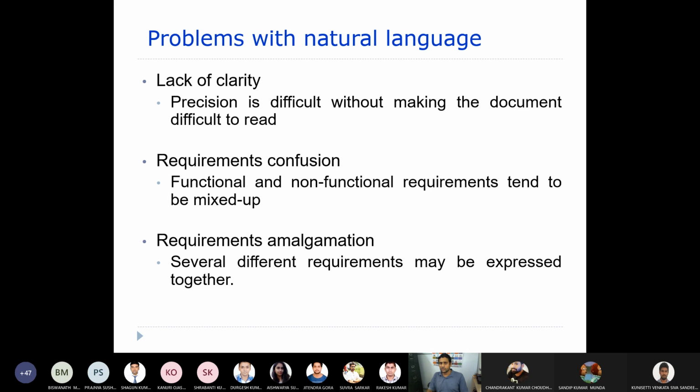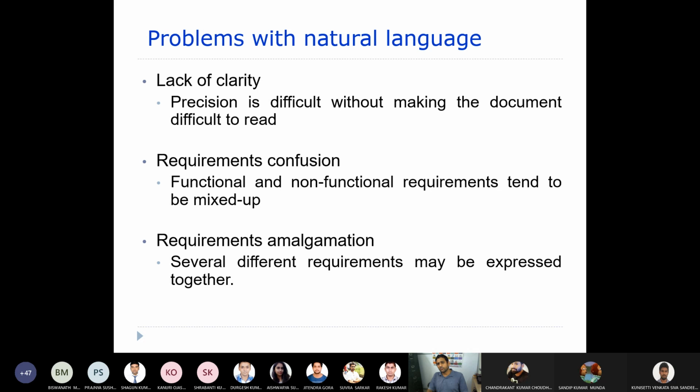So you need to write in such a way that the requirements are stated so that it should not create any difficulty while reading. It should be very easy to understand, and at the same time it should be very accurate. This is a little difficult while you are stating requirements using natural language. It is a problem with the language itself.